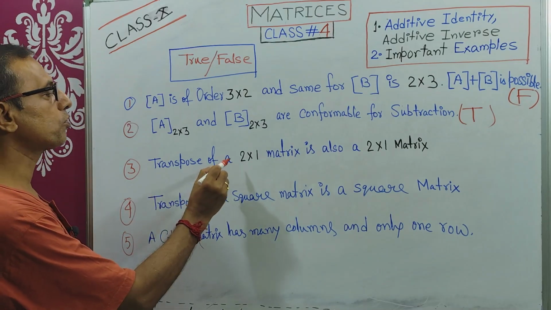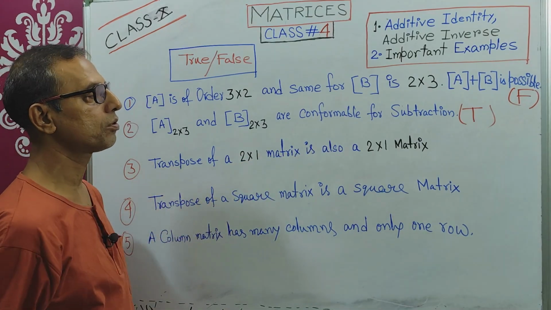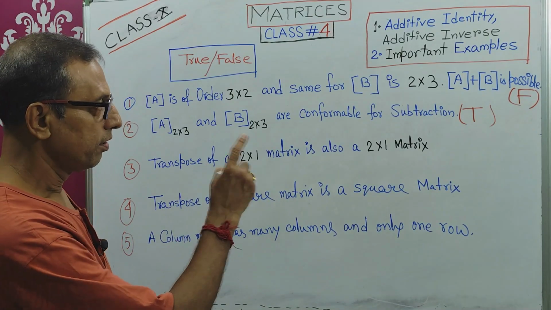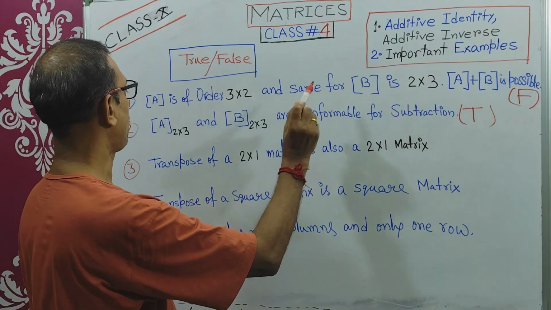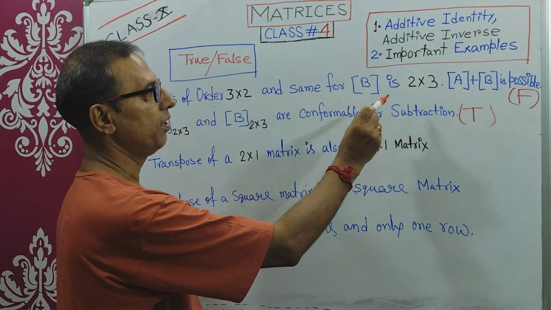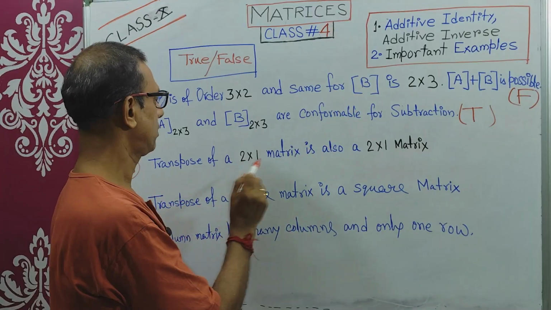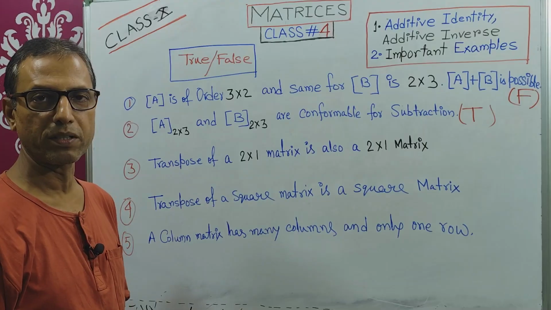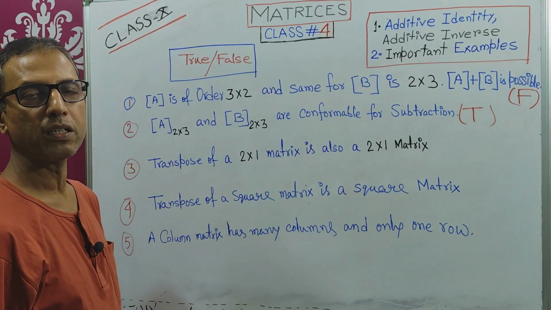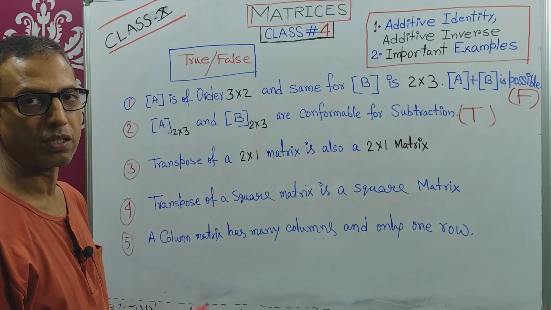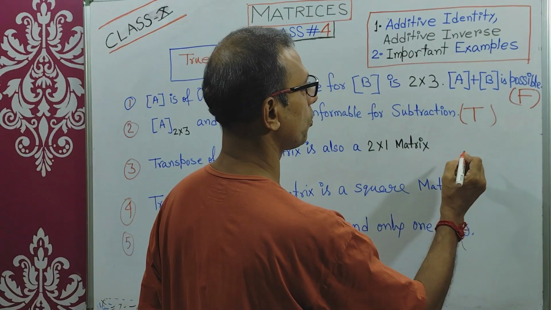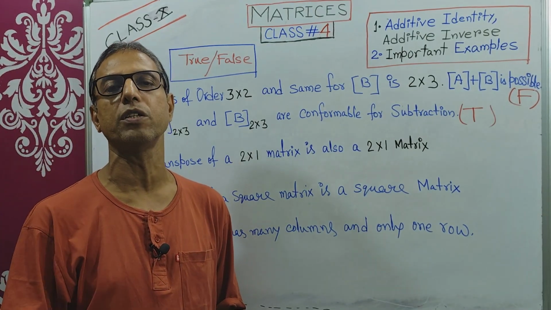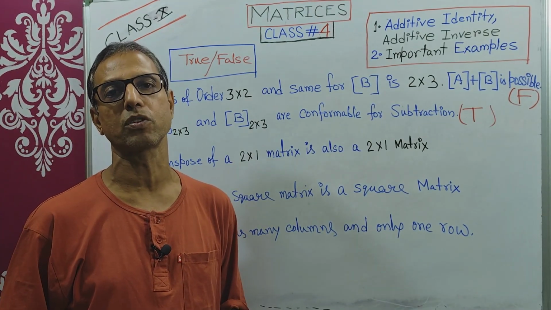So it's a true statement. Third one is: transpose of a 2 by 1 matrix is also a 2 by 1 matrix. Is it true or false? For numbers 1 and 2, refer to my second class. For this one, you can refer to my earlier videos, second and third, right? So what is the transpose of a matrix? You know that when you are transposing a matrix, you are converting the rows into columns, that means you are converting the columns into rows.